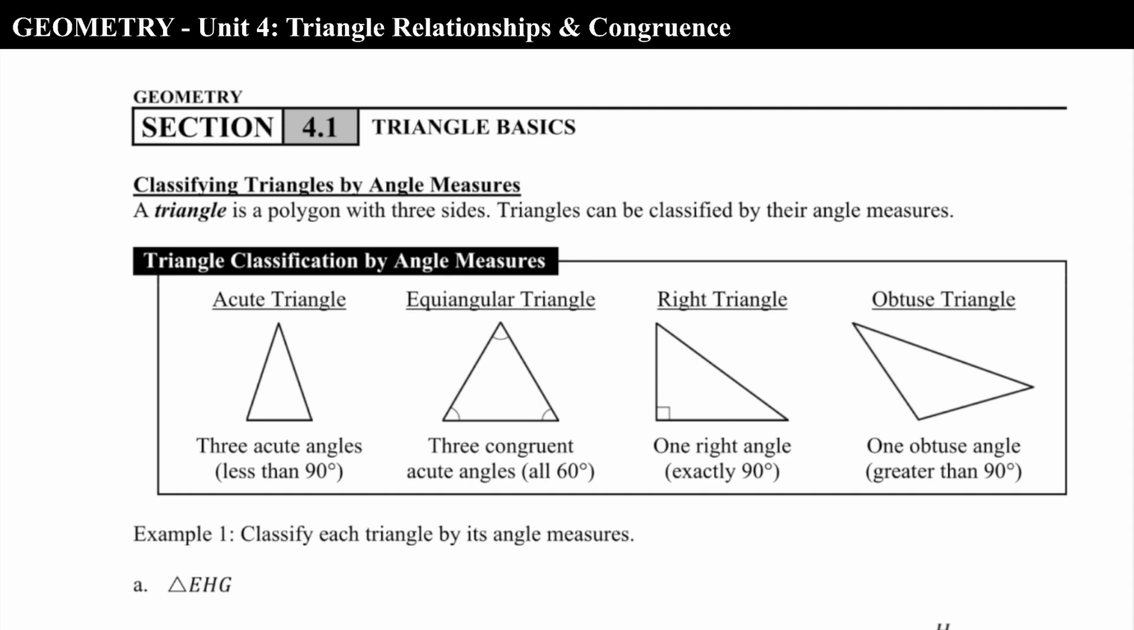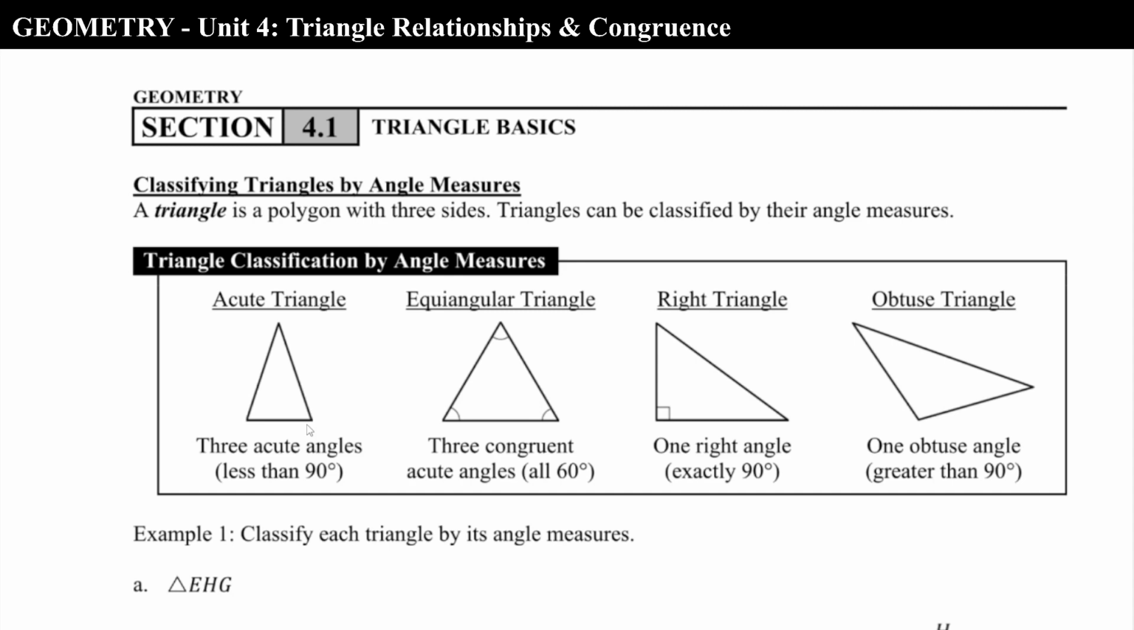Triangles can be classified by their angle measures. Here we have 4 examples of how you can classify a triangle by its angle measure. You have an acute triangle, where we have 3 acute angles that make up that triangle. You have an angle at the top, one at the bottom left, and one at the bottom right. So you have your 3 angles within the triangle, and they're all less than 90 degrees.